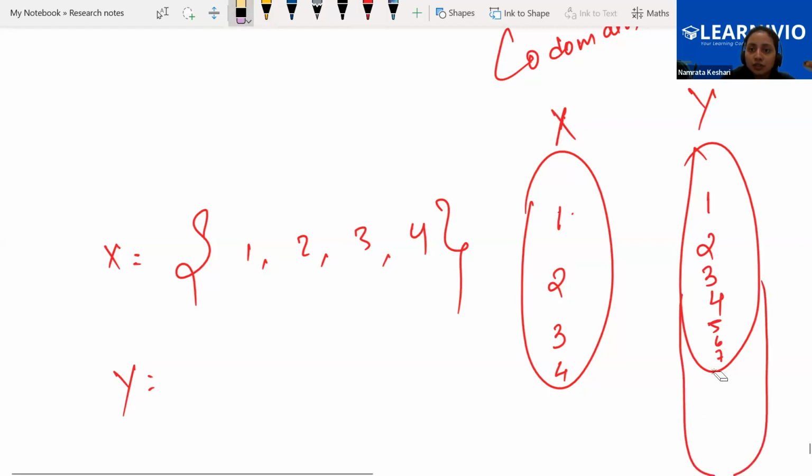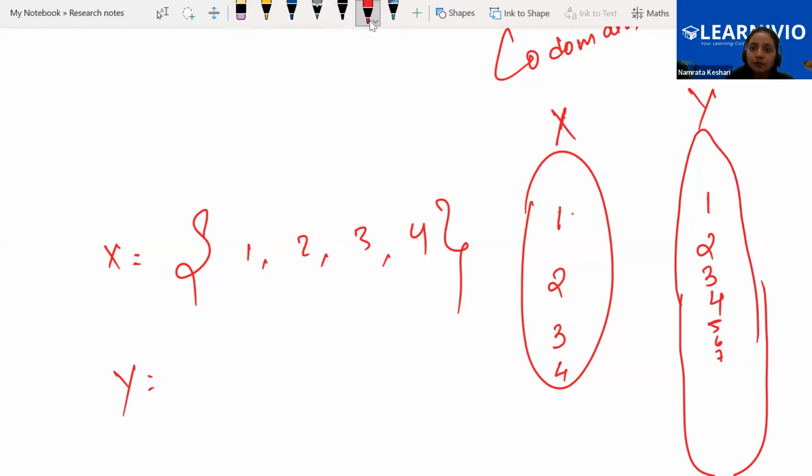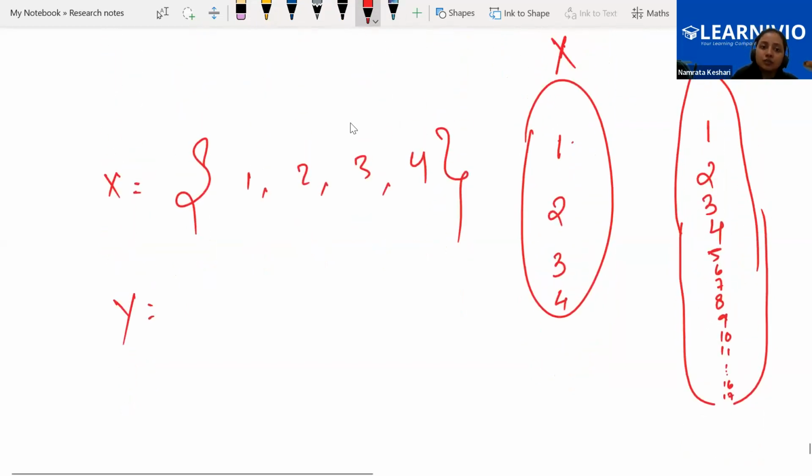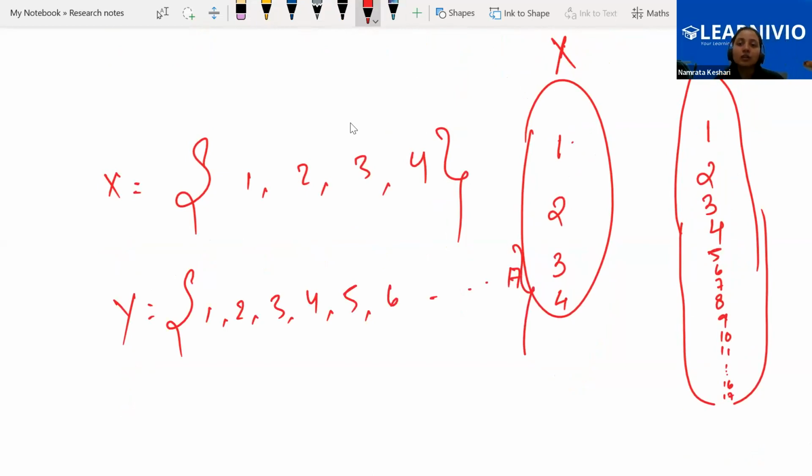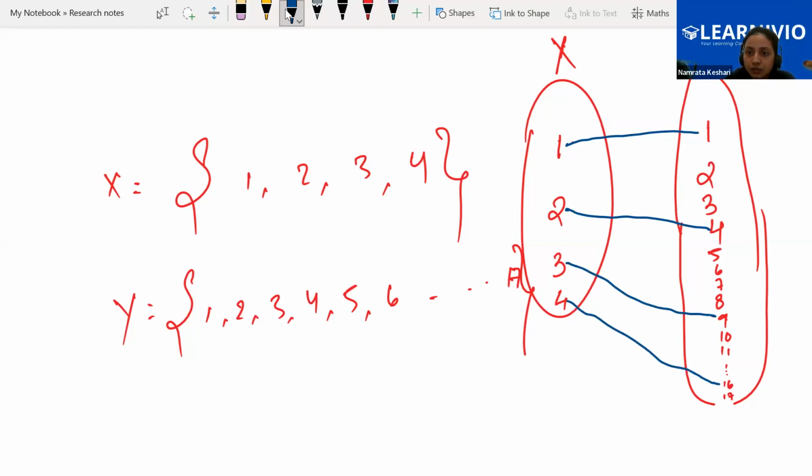I'm trying to increase it because I want to include more numbers. Like that, till 17 numbers are sitting over there. How many elements are there? Till 17, all the numbers are. Now it is going like that: 1 is going to 1, 2 is going to 4, 3 is going to 9, and 4 is going to 16.